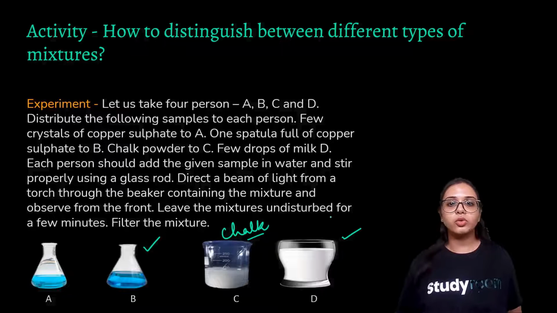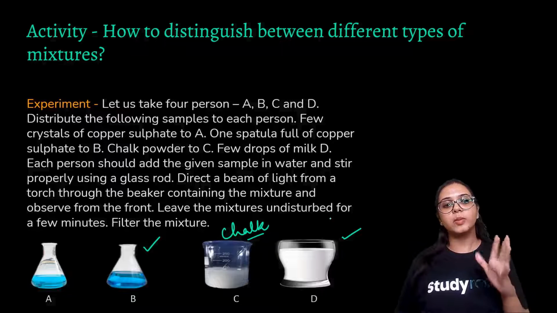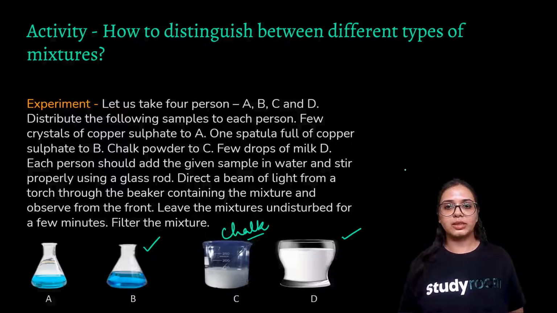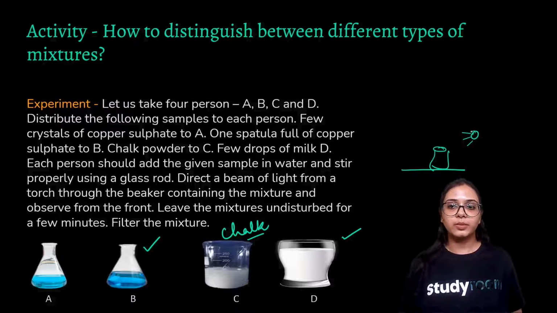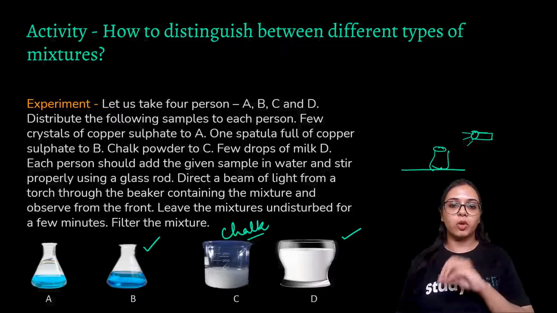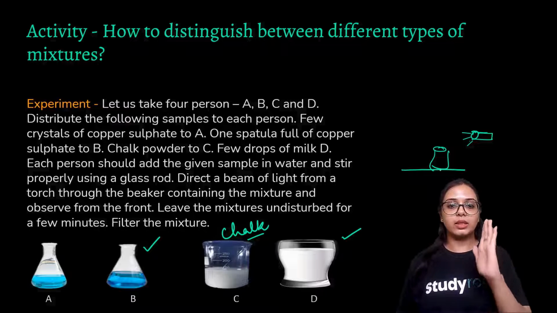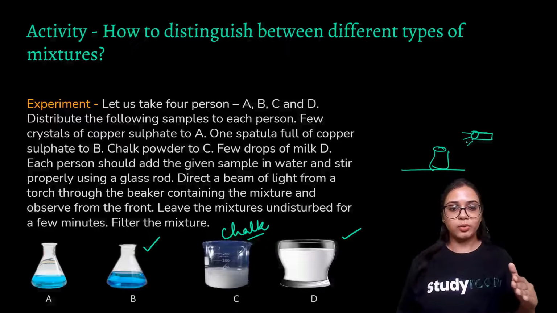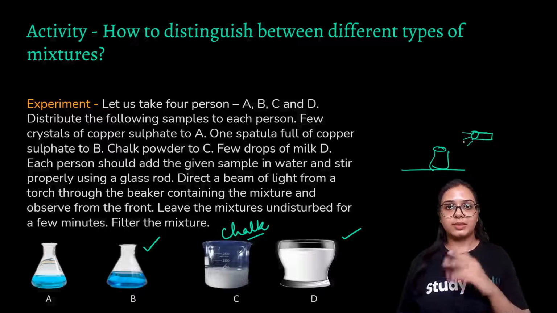Now to demonstrate what further properties the mixtures hold, we are placing the beaker or the test tube on a table, all right, and with the help of a torch, we are passing light through them, okay. So with the different kinds of mixtures that we have gotten, there will be a difference in how the light passes through the beakers of person A, B, C and D.